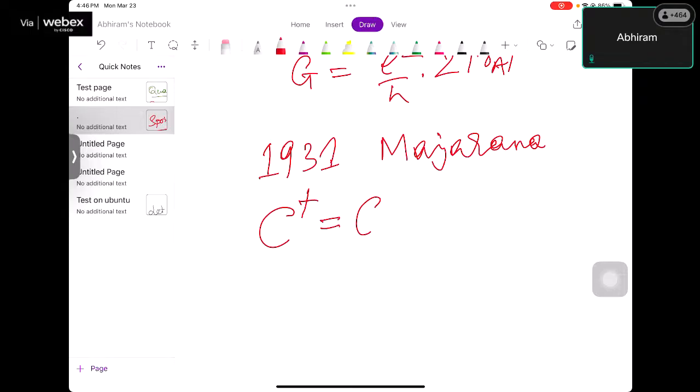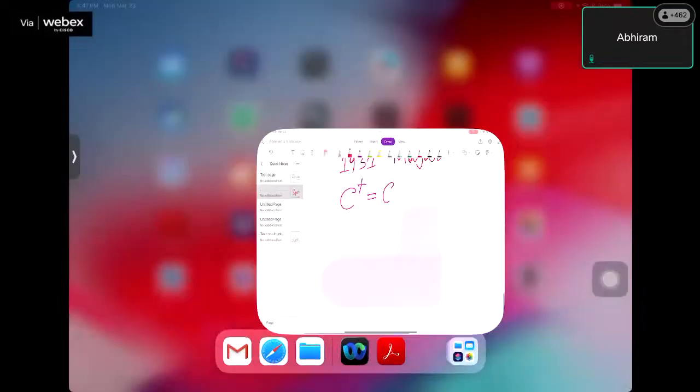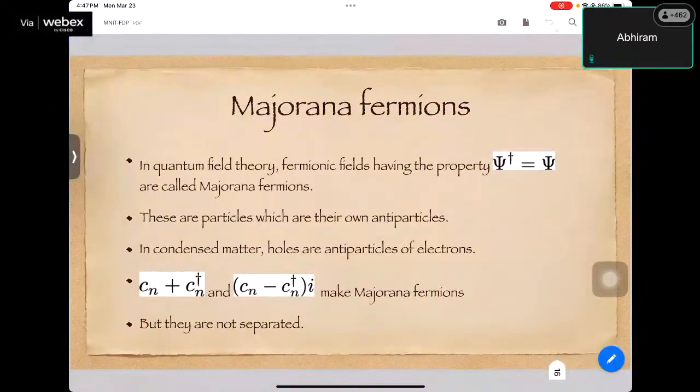Now coming to the condensed matter world, what is an antiparticle? You can say an electron is a particle in solids. And an antiparticle is a hole, because a hole is the absence of an electron. So holes and electrons make particle-antiparticle partners in condensed matter physics. This is the property of Majorana fermions, as I said.